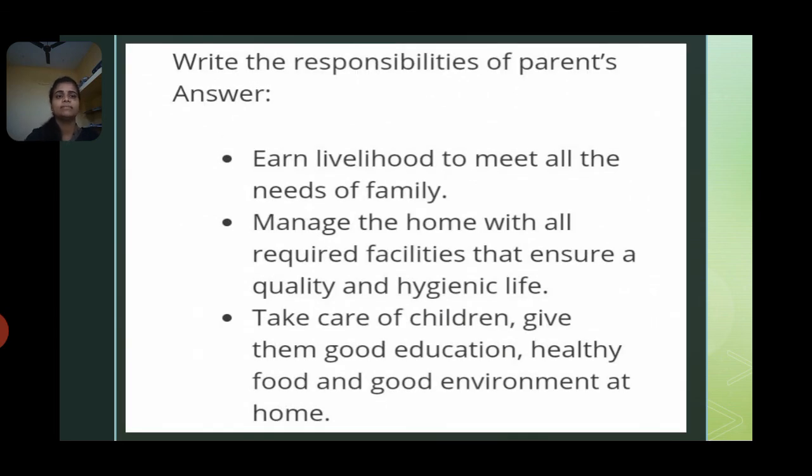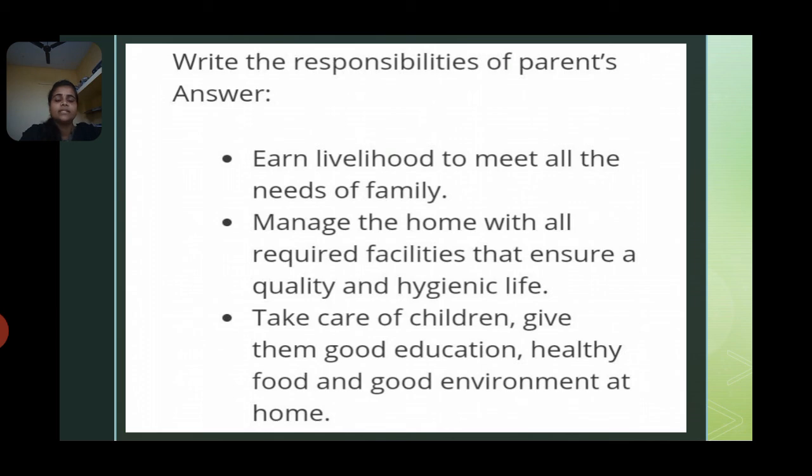Write the responsibilities of a parent. Here we will be writing the responsibilities of a parent. Earn a livelihood to meet all the needs of the family. Manage the home with all required facilities that ensure a quality and hygienic life. Yes, you should manage the home with all required facilities that ensure a quality and hygienic life.